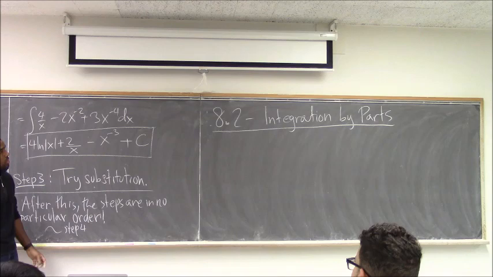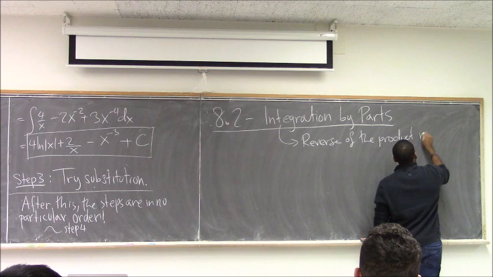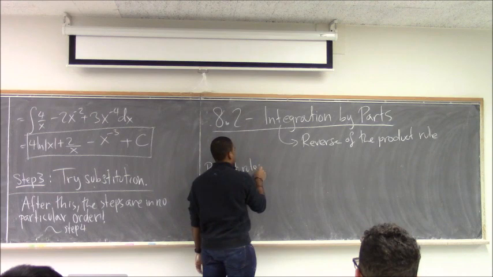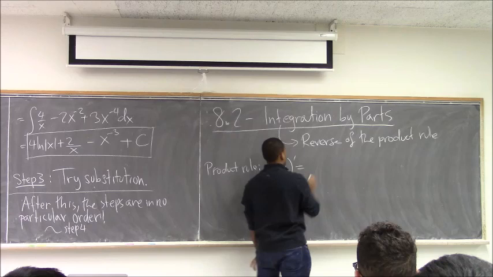Integration reverses the other important technique. So this is the reverse of the product rule. Can we do the product rule backwards? Yes, is the answer. That's what we're going to learn how to do now. So, what does the product rule say? The derivative of f times g will be equal to f prime g plus f g prime. That is the product rule.